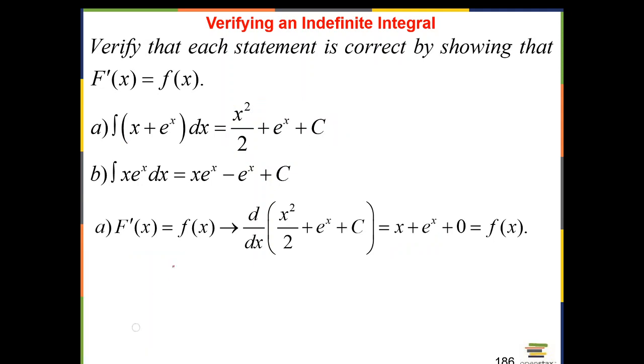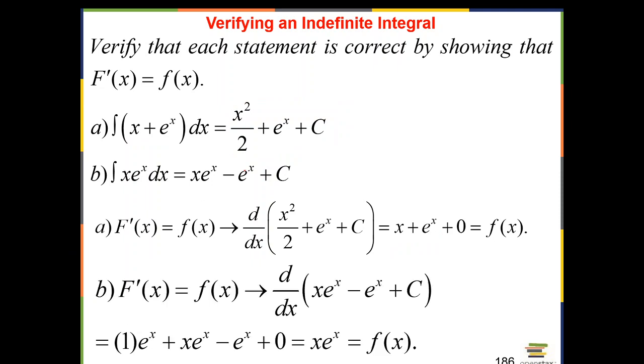So now, what about the b part? The same thing. We take the derivative of that. You see this is a product rule, right? So the derivative of this would be derivative of x times e to x plus derivative of e to x times x. Then minus derivative of e to x plus derivative of c. And these two get cancelled, so we get x e to x. So it's correct. Okay?